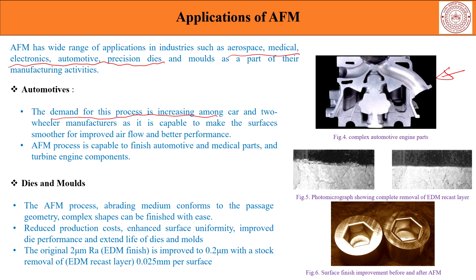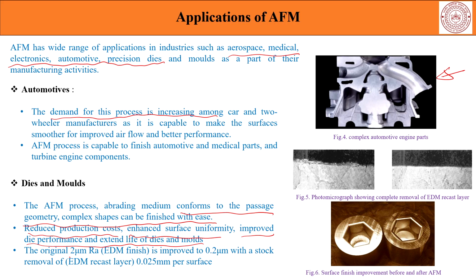Now, the AFM process abrading medium conforms to the passage geometry, complex shapes, and it can finish very complicated shapes also very easily. Overall, there is a reduction in the production cost, there is enhancement in surface uniformity, improved die performance, and the extent of life of dies and molds is severely changed because of such finishing processes. The smoother the better, in terms of whatever they are producing on the surface, the output of the pressing processes also changes significantly on a good surface finish of the dies or die surfaces.